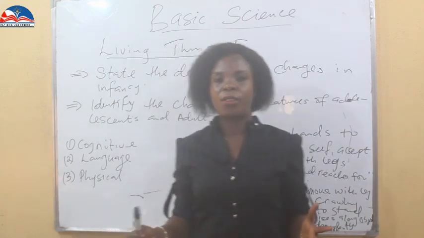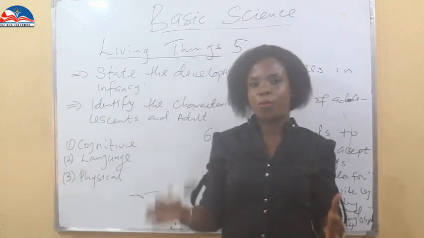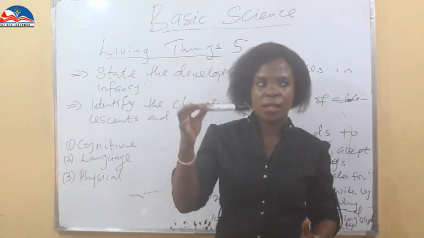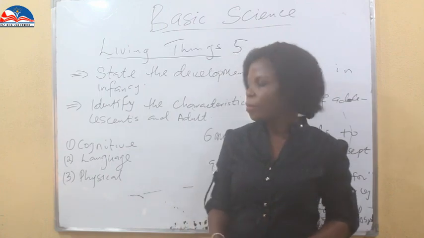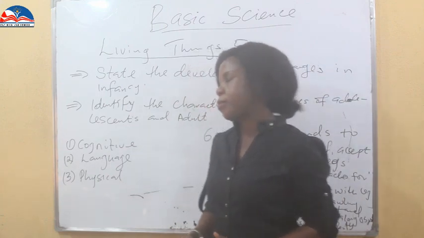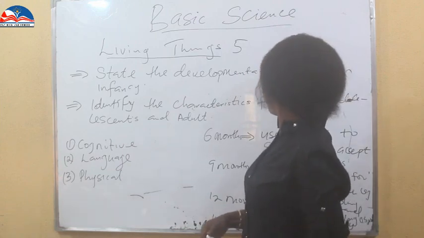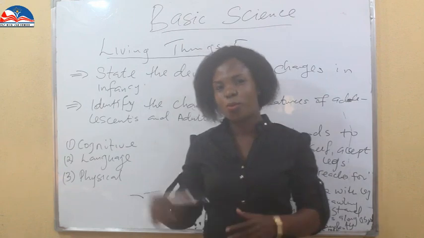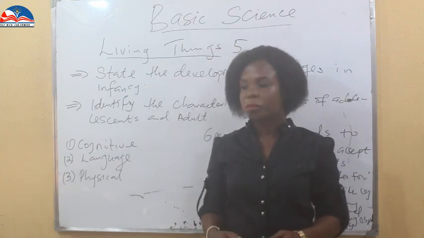So we have seen the developmental stages of infancy from 1 month to 15 months. These are how they move from one stage to another, from this month to another. That is the number 1 objective for this class. Then the next one is to identify the characteristic features of adolescents and adults. I'm going to talk briefly on this because we'll meet it in our subsequent classes.